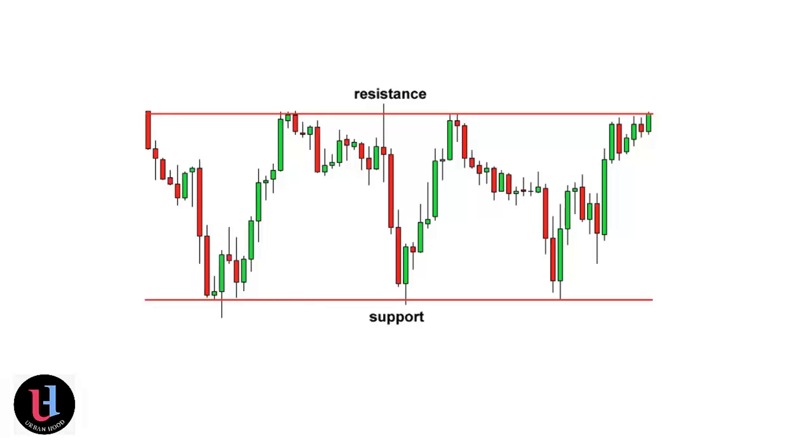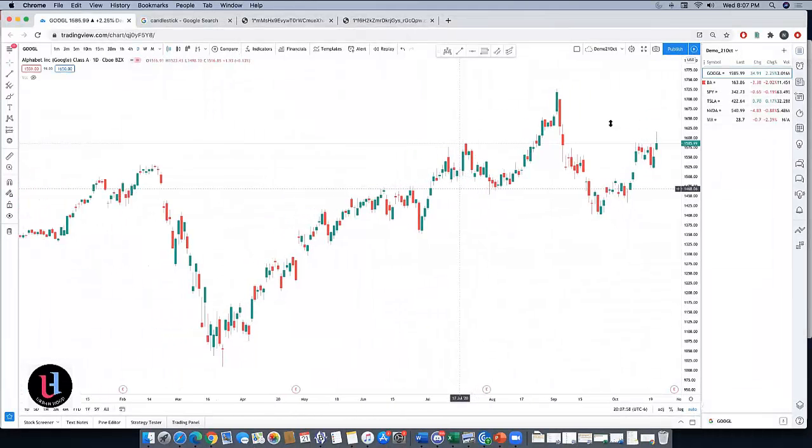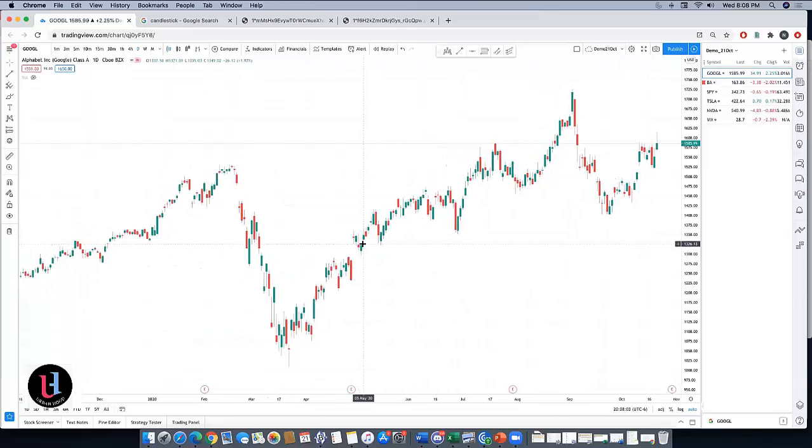Okay, so that was the support and resistance. I'll open TradingView and show you an example. Okay, so this is Google. So the way I'll suggest you start is you need to create an account in TradingView. You can create it for free, and once you log in, you can add tickers here to make a watch list. And then once you have a ticker, right now I have opened the Google chart.